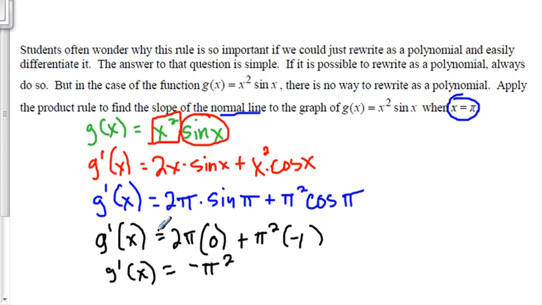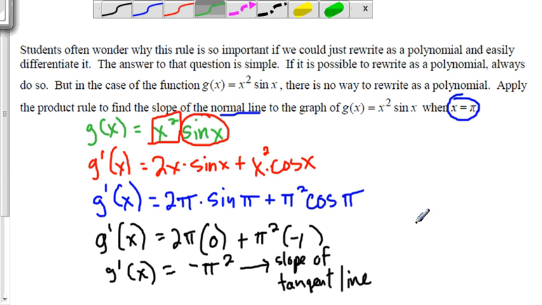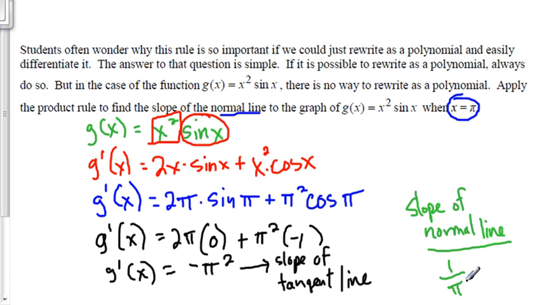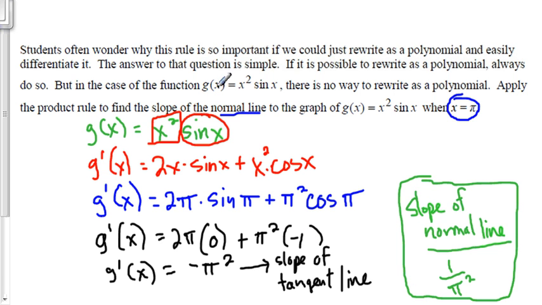And what do we say this represents? This represents the slope of the tangent line. And the normal line has a slope that is the negative reciprocal of our tangent line. So if our tangent line slope is negative pi squared, then the slope of our normal line is going to be 1 over pi squared, and our original slope was negative, so this is going to be positive. And that's what we're looking for. All right, that'll be it for part 2.